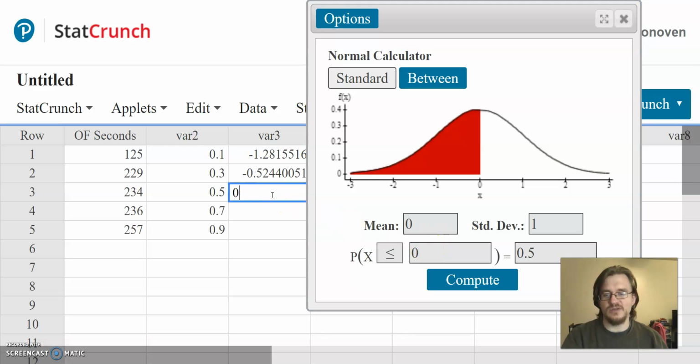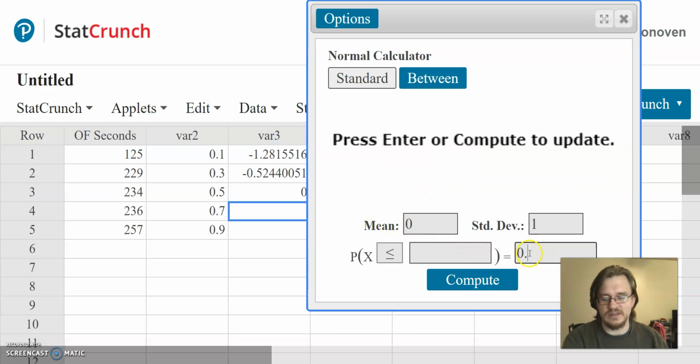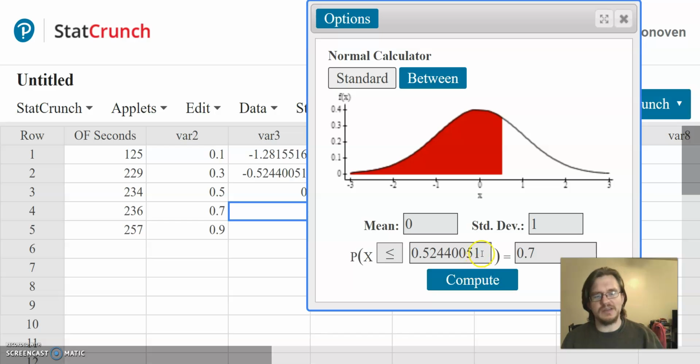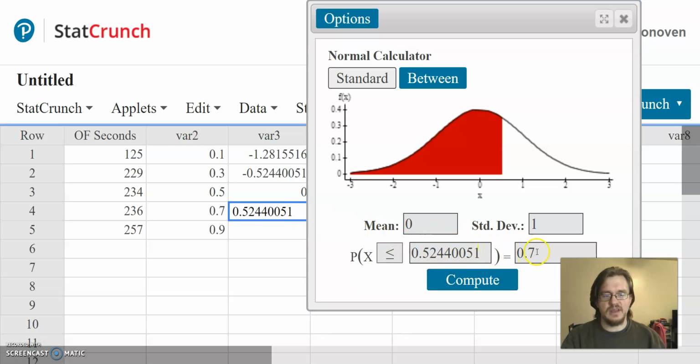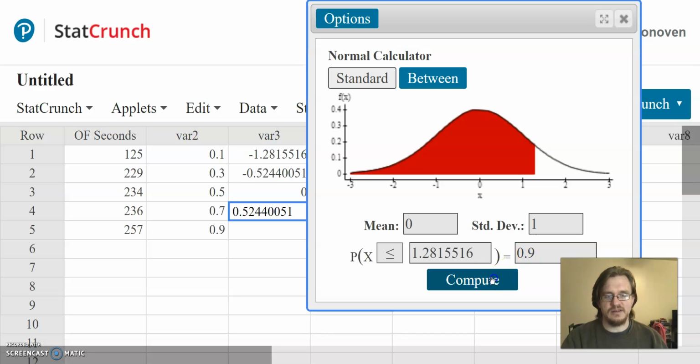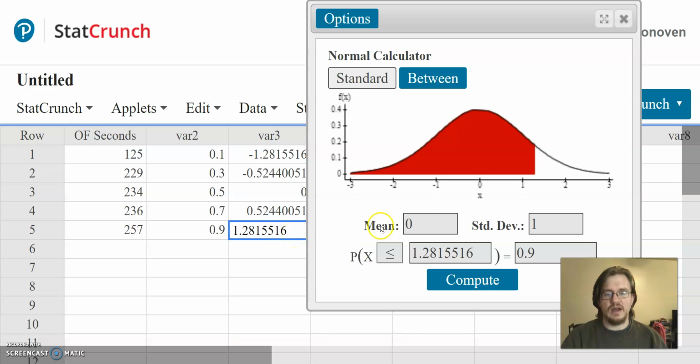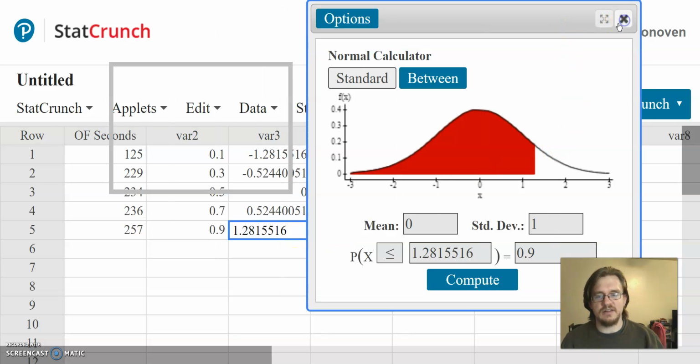So we could do that calculation without having to use this calculator. However, the rest of them would be nearly impossible. So for 0.7, we get this value. And then for 0.9, we'll get this value. So let me exit out of this.